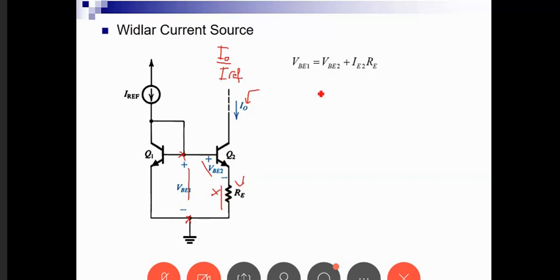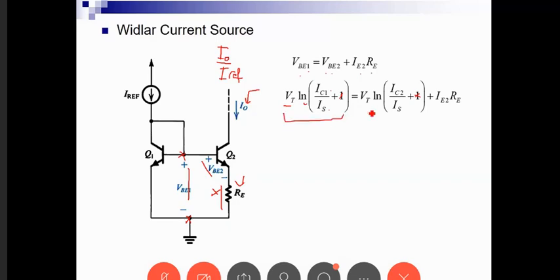Okay? Now from the current equation of a BJT, I know that VBE is VT ln IC over IS. Let us ignore this one term because it comes from the reverse saturation current. Okay? So therefore, VBE1 equals VBE2 plus IE times RE. I replace VBE with its value, which is VT ln IC over IS. Let us assume that we remember this equation now. What can I do with those two ln terms?